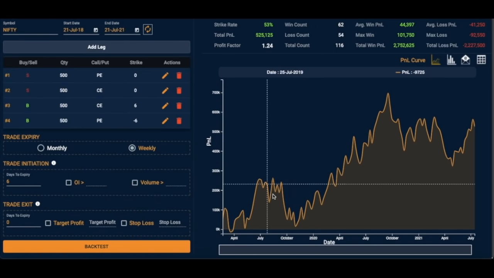This would have been your return on the chart. You can easily see the movement of your returns. Of course, it had been a volatile situation, but at the end of the tenure, you have a profit of 5,25,000 on a margin of 3,60,000. Now let's see what has happened in the last 2 years.